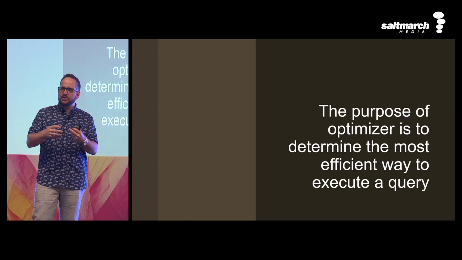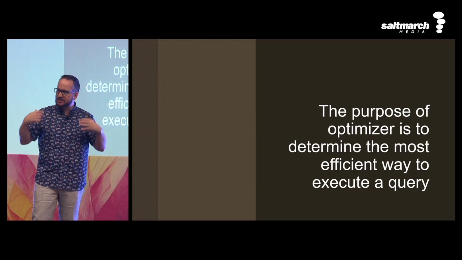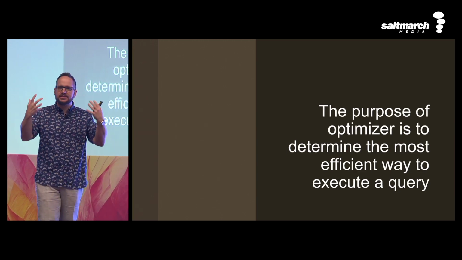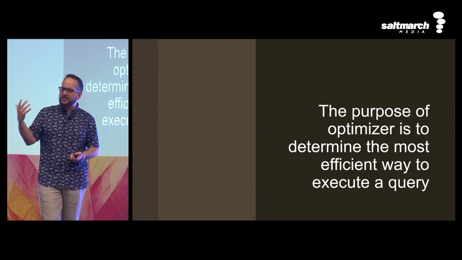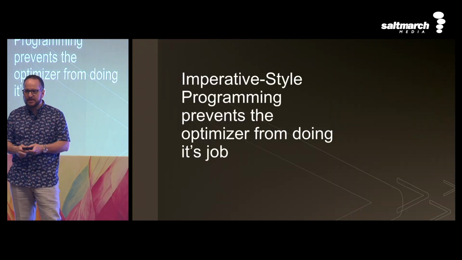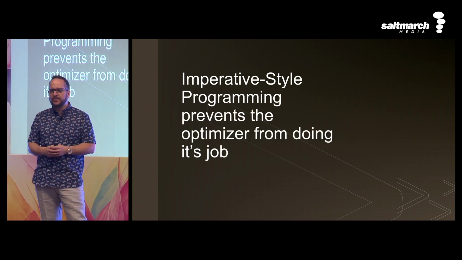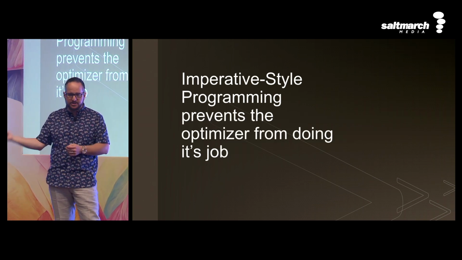So instead, you're describing a transform on a set. You're describing a result set that you want back. Let the optimizer do its job. And when you're doing this imperative style programming, you're preventing the optimizer from doing its job.